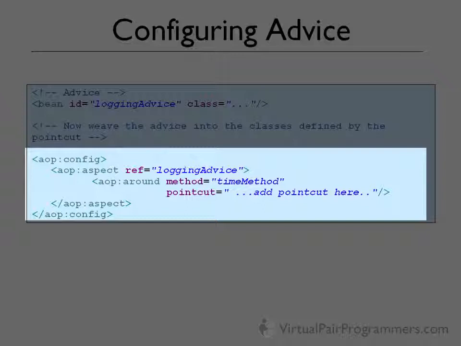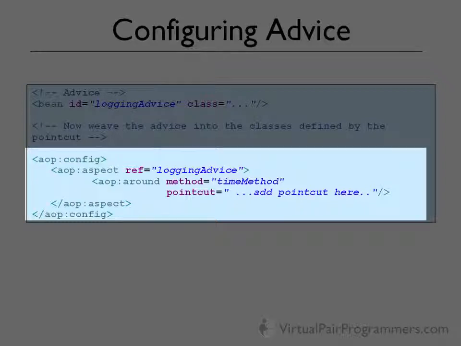And it's really simple, this tag. All I need to do is tell Spring what method I want it to weave. And here I would simply refer to the method that I have in the advice class. On the captions, it's time method. I think I gave it a different name in my code in Eclipse, but we'll look at that in a few moments. And then the second parameter here is the point cut.